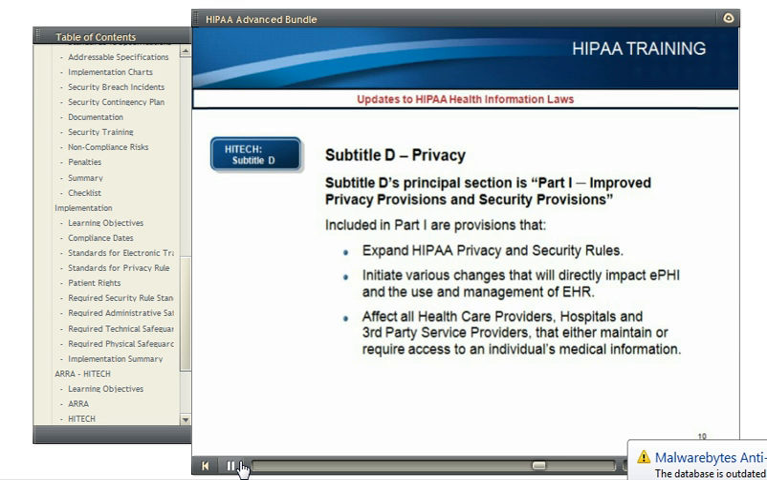Subtitle D's principal section is Part 1, Improved Privacy Provisions and Security Provisions. Included in Part 1 are provisions that expand HIPAA privacy and security rules, initiate various changes that will directly impact ePHI and the use and management of EHR, affect all healthcare providers, hospitals, and third-party service providers that either maintain or require access to an individual's medical information.